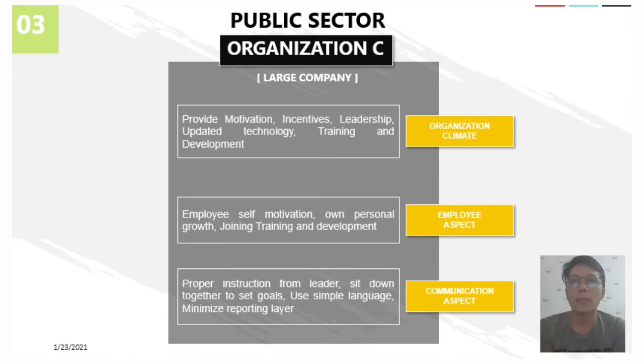Okay, I will continue the presentation with organization C. As I mentioned before, organization C is a large public organization. There are a number of efficiency practices in the organization. And the first one is the organization is always providing motivation to the employees by highlighting that all the goals are in line with the management goals. And the second one is they also provide incentives aside from the annual bonus. They are also giving the Anugerah Perkhidmatan Cemerlang to appreciate all the performing staff.